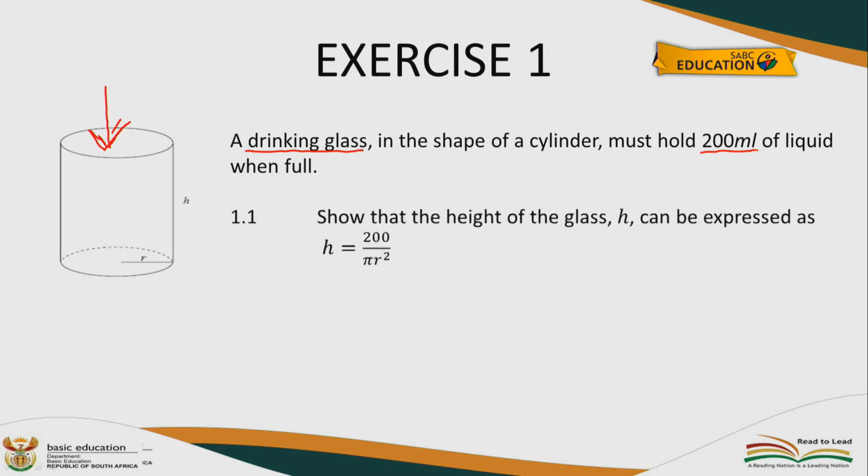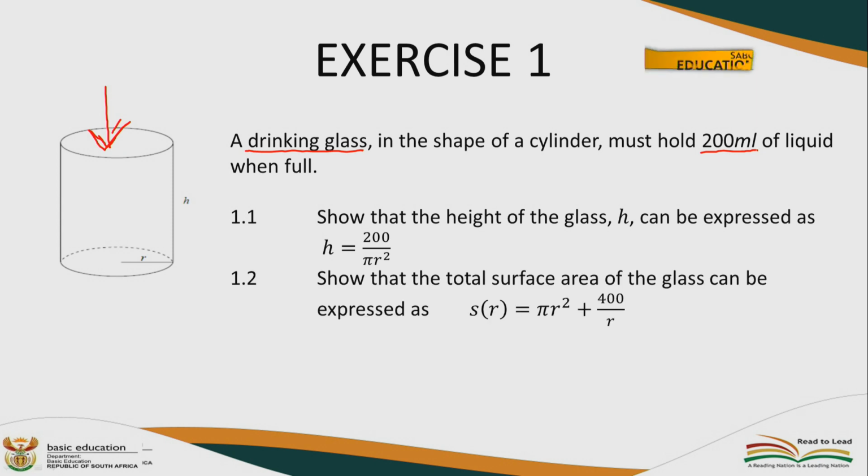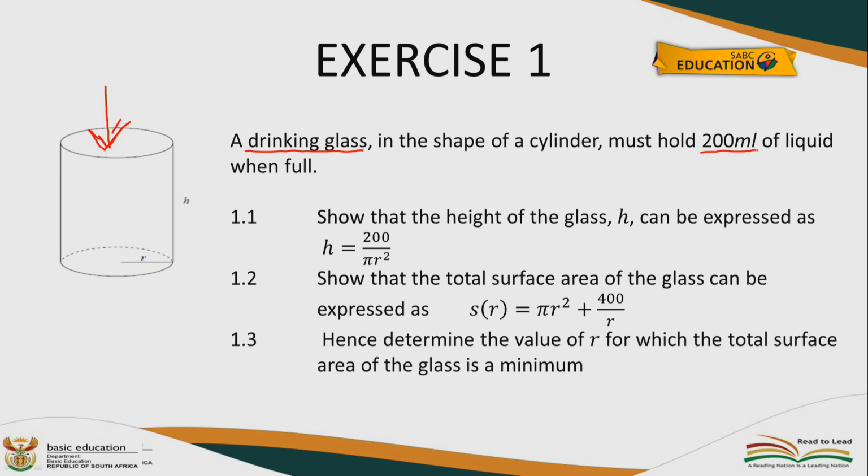Now let us look at the questions. We are asked to show that the height of the glass h can be expressed as h equal 200 over pi r squared. We are also asked to show that the total surface area of the glass can be expressed as S of r equal pi r squared plus 400 over r. And then hence determine the value of r for which the total surface area of the glass is a minimum. So since our surface area is a function of r, we need to know for which value of r the total surface area of the glass will be a minimum.